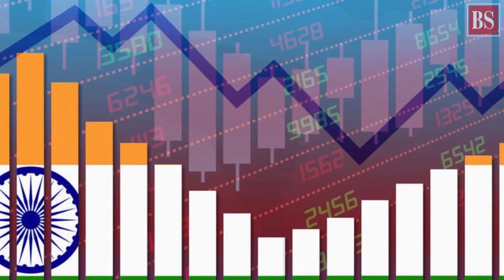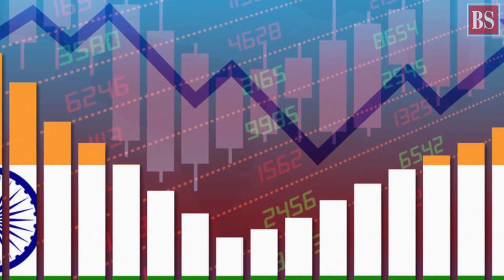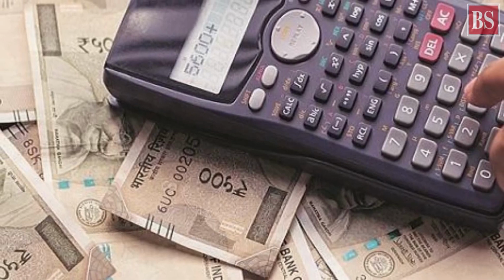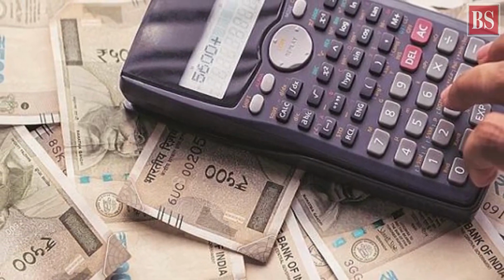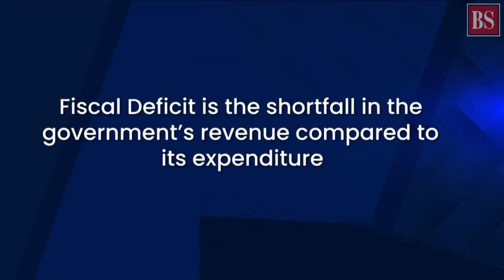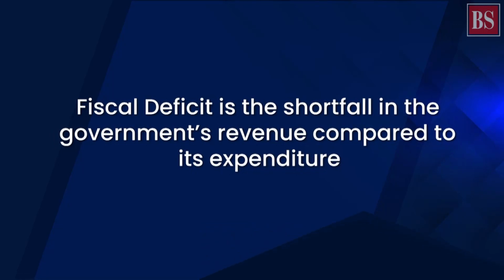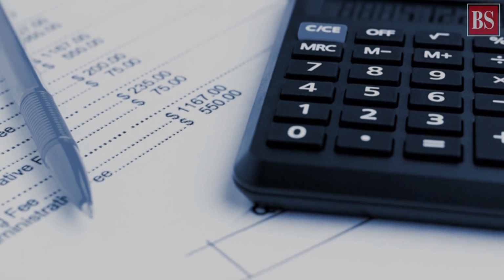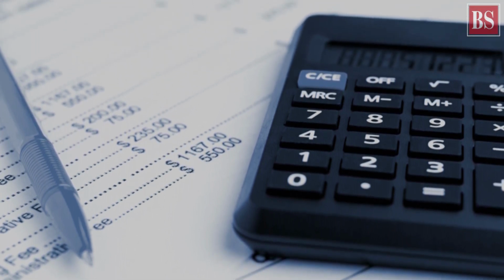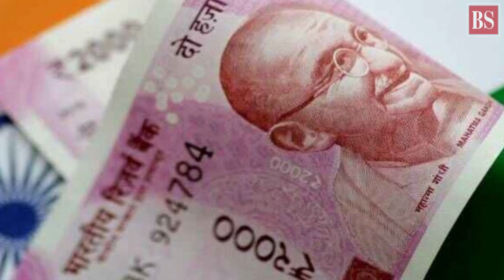Fiscal deficit of a country is calculated as a percentage of its GDP, and for the current financial year, the government expects the deficit at 6.8% of GDP. In simple terms, it is the shortfall in the government's revenue compared to its expenditure, or when the government spends beyond its income. Fiscal deficit calculations are based on two components: total receipts and total expenditure.